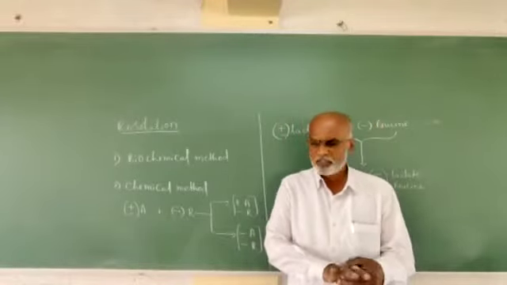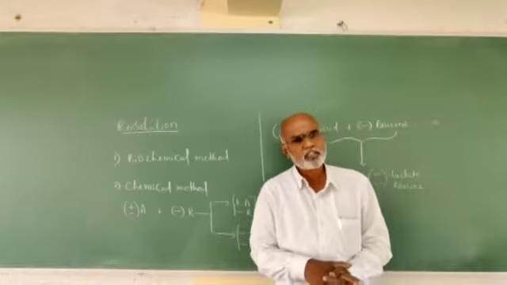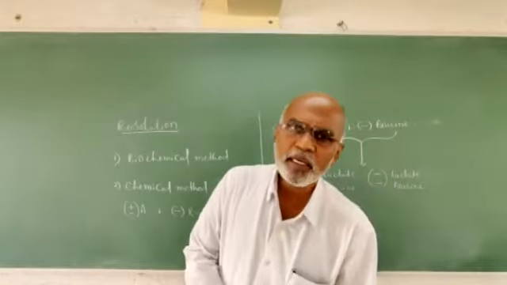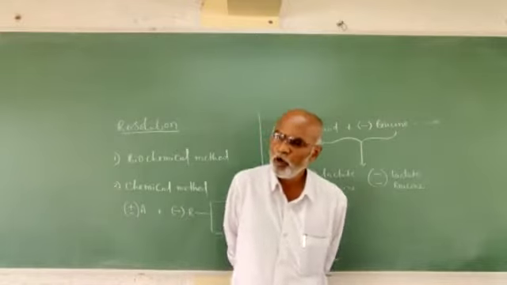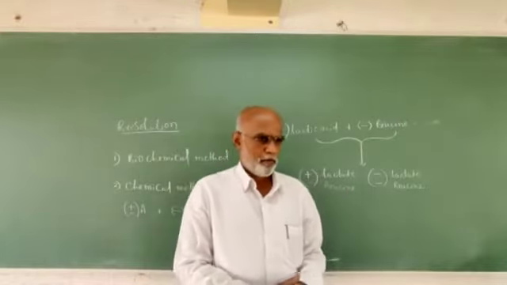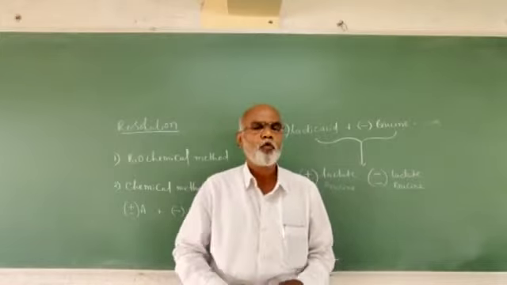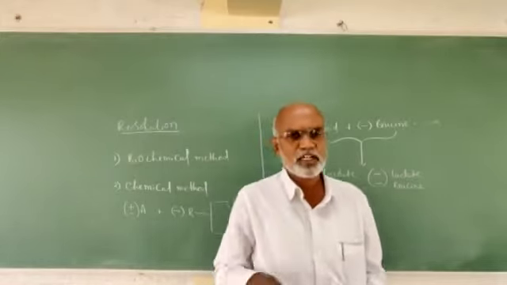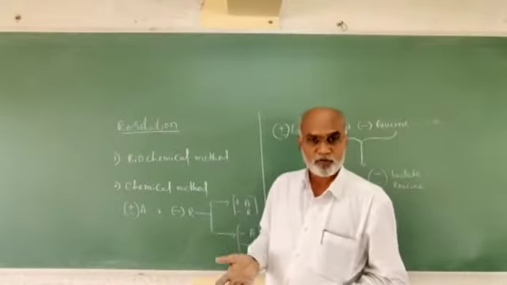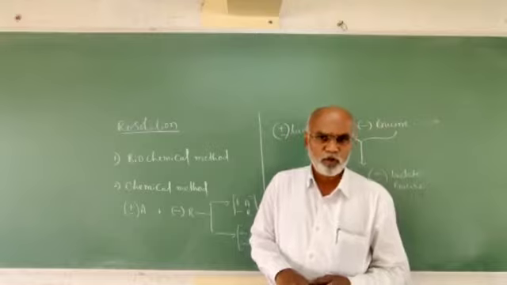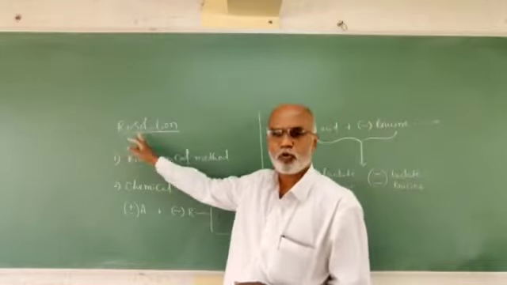Okay, students. A racemic mixture consists of both dextro and levo isomers in equimolar quantities, which is optically inactive. When we need one isomer, either dextro or levo, we need to separate the isomer from the racemic mixture by a simple method. That process of separation of one optical isomer from the racemic mixture is called resolution.